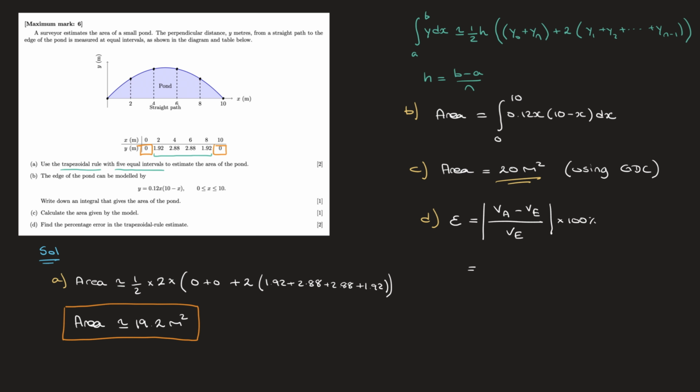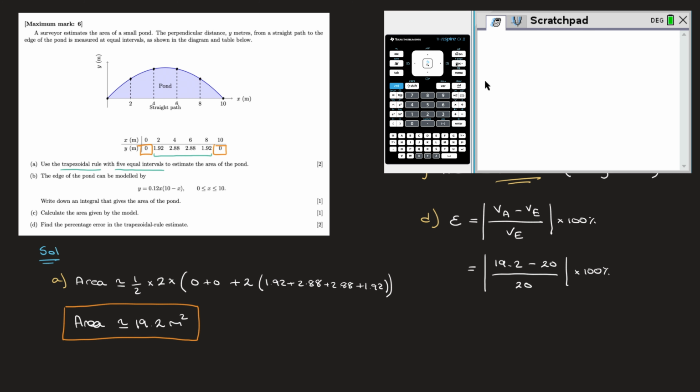And so with all that in mind, we can say that the percentage error is equal to the absolute value of V sub A, so that's our approximation, 19.2, minus V sub E, which is 20, over V sub E, which is the exact value again, 20, and all that's multiplied by 100%. And at this stage, we need to turn to our calculator again. And before I type anything, let me just point out that in the calculator, we will enter everything we see here except for the percentage symbol. Indeed, all you have to keep in mind is that the percentage symbol is just something that you'll have to write behind the answer you get on your calculator.